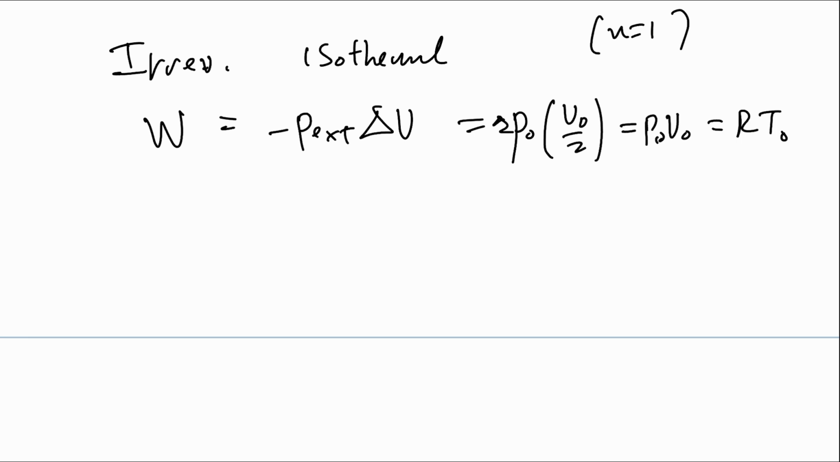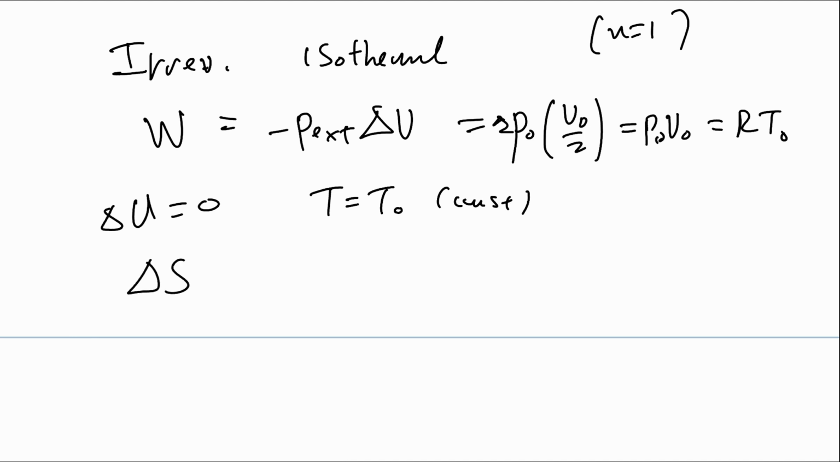So work is minus P external delta V, with P external equal to 2P naught. Remember that to take you to half the volume, the external pressure had to be twice the initial pressure. So that's the work, and before it was RT naught log 2, so we had 0.693 of RT naught instead of 1.0 times RT naught. So for the reversible one, we did less work. Now, delta U is equal to 0 because the T is still constant.